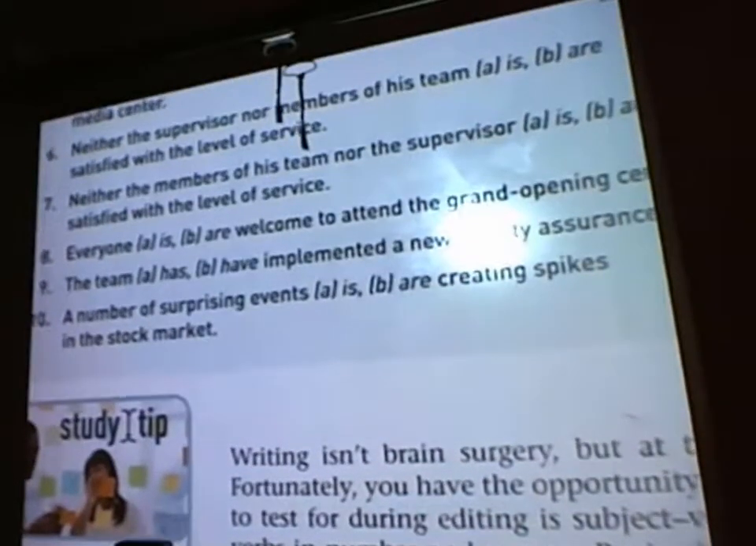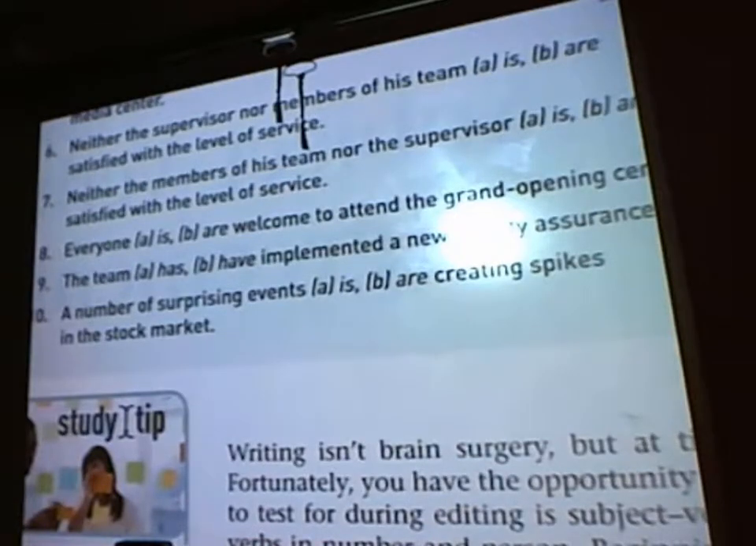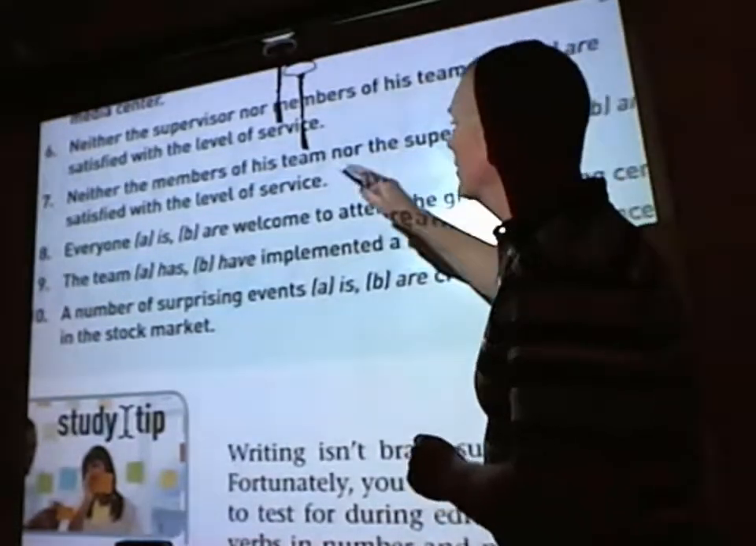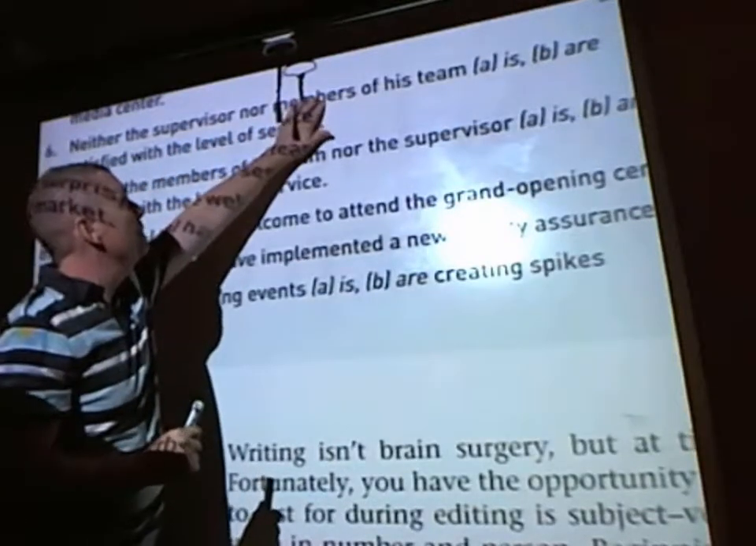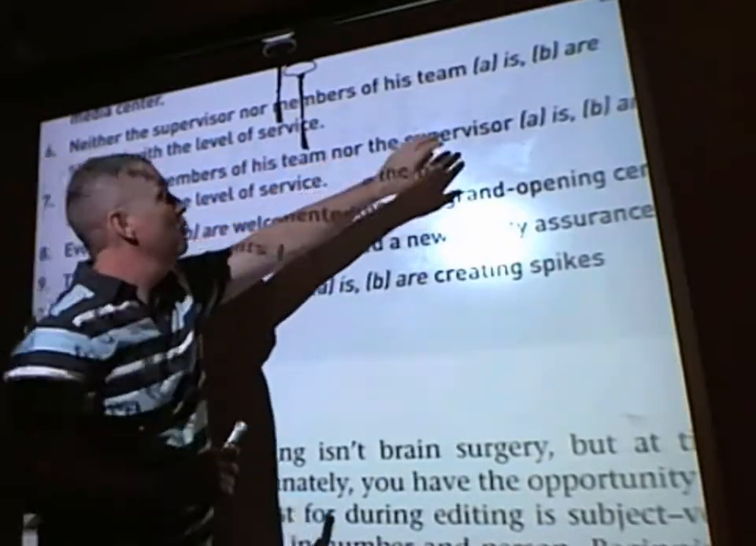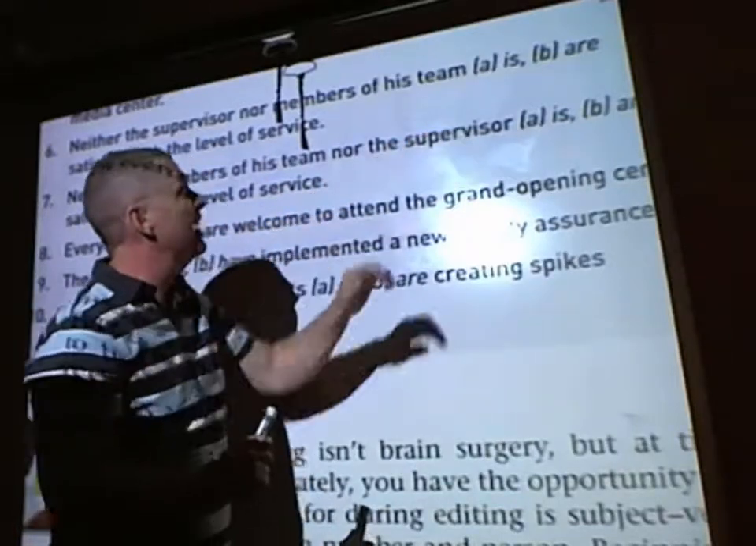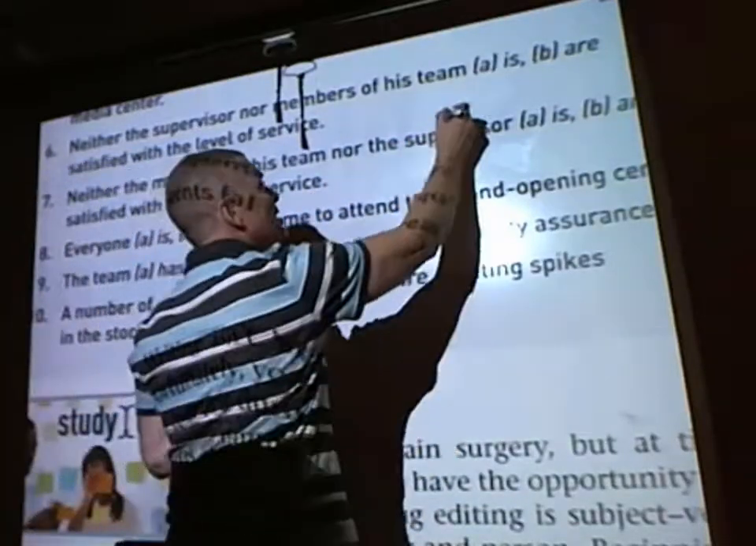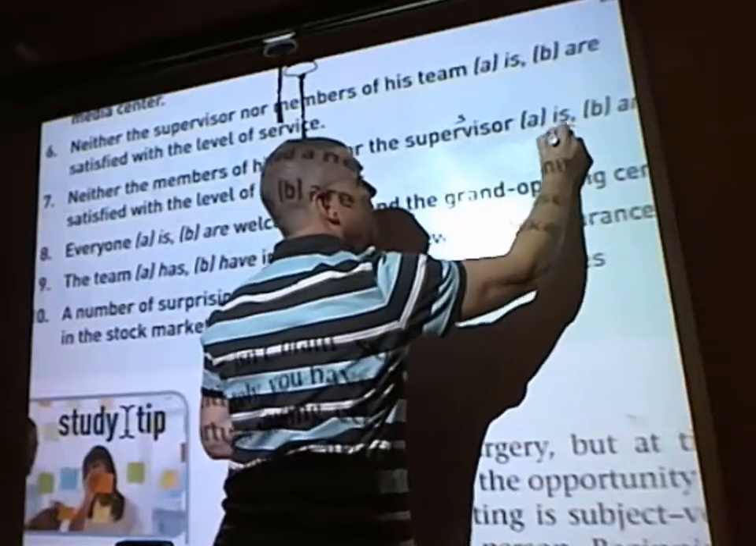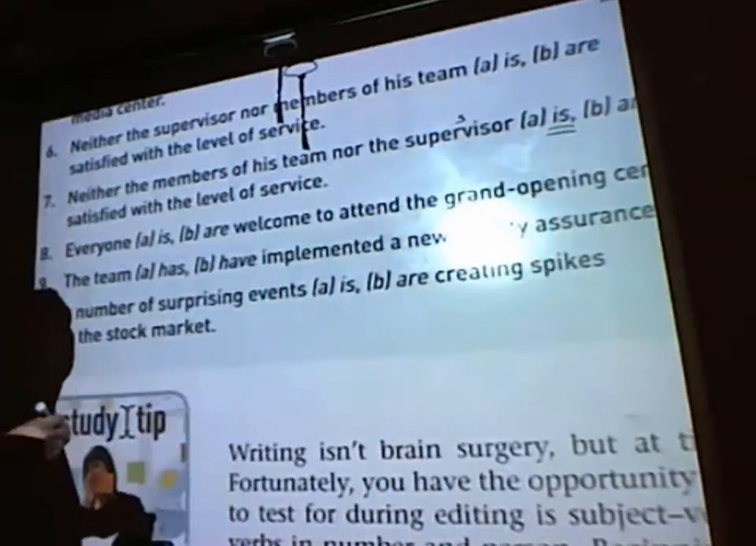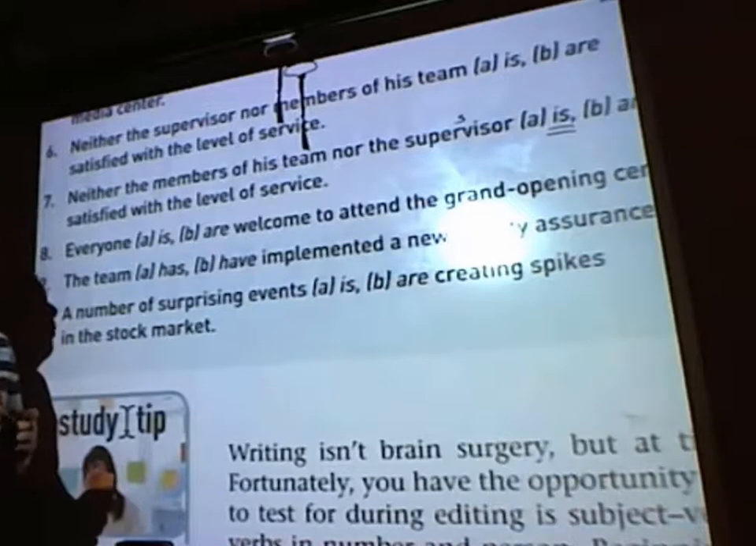Neither the members of this team nor the supervisor. Remember up here in number 6, we looked at the last one, which is members, which is plural. Now we switched it around, and the supervisor is singular. So we need a singular verb to go along with the singular subject, is.